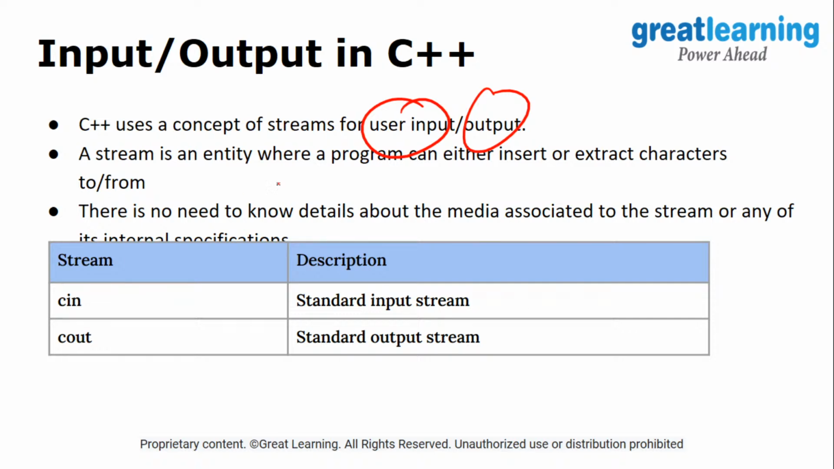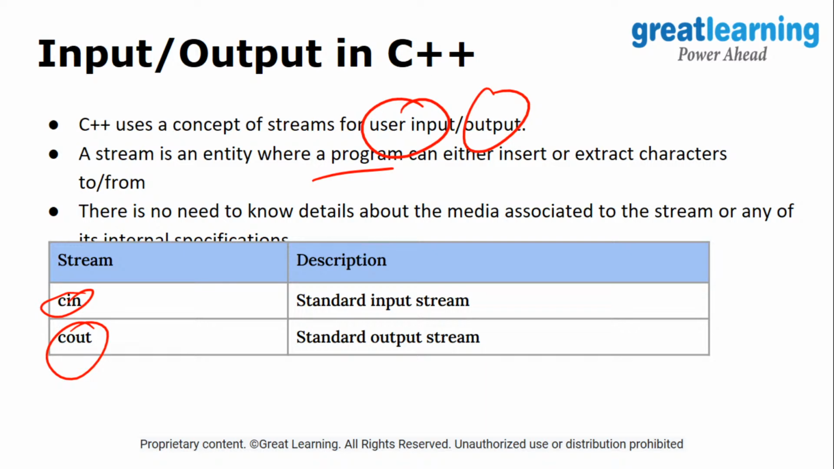A stream is nothing but an entity where a program can either insert or extract values to and from. Basically, if you are trying to insert some values, you will use cin, and if you are trying to extract some values, you will use cout. There is no need to know the details about the media associated with this stream. We are not saying what is happening internally. We are just using these streams, cin and cout.